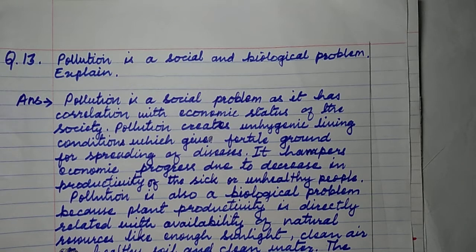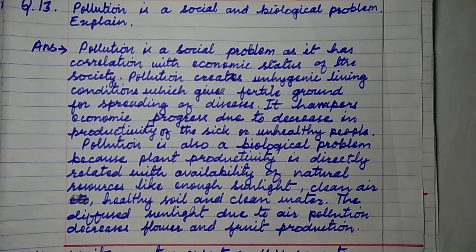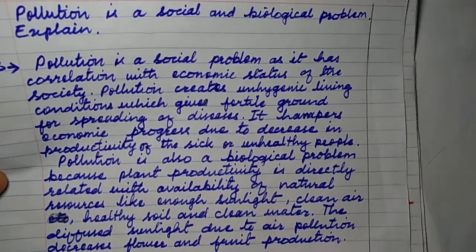And pollution is also a biological problem because plant productivity is directly related with availability of natural resources like enough sunlight, clean air, healthy soil, and clean water. The diffused sunlight due to air pollution decreases flower and fruit production. In absence of strong sunlight, photosynthesis cannot be done effectively. That is why the food cannot be made in plant in enough amount, and that will result into poor production of flower and fruit and the crops entirely.